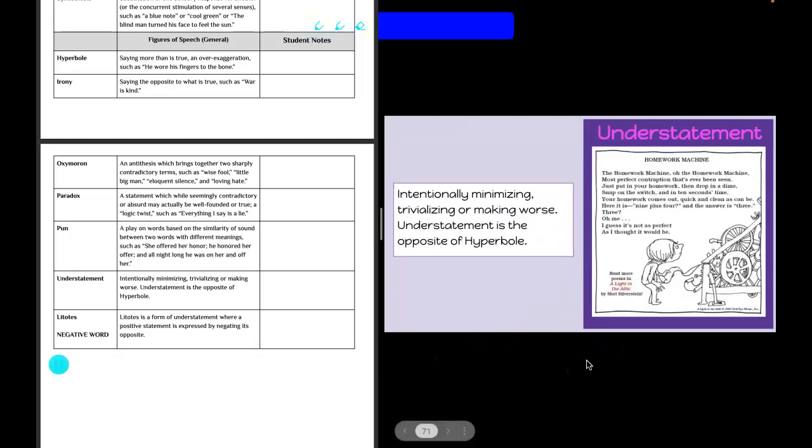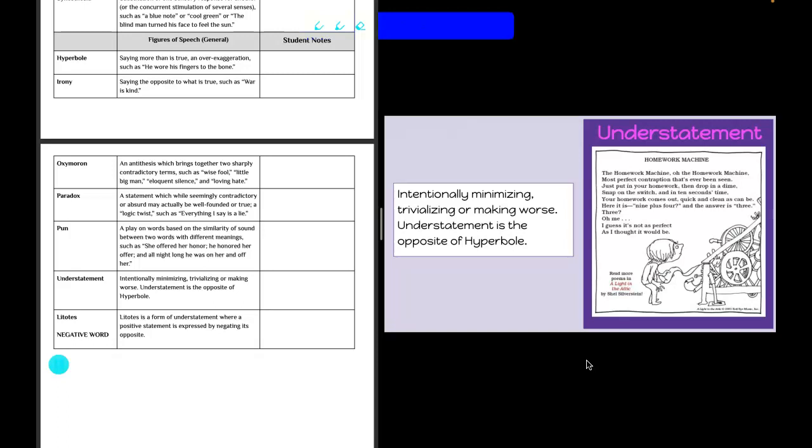An understatement is intentionally minimizing, trivializing, or making worse. Understatement is the opposite of hyperbole, because hyperbole is to exaggerate and understatement is to minimize. And here we have a Shel Silverstein poem, The Homework Machine.